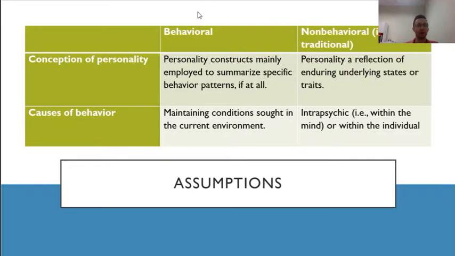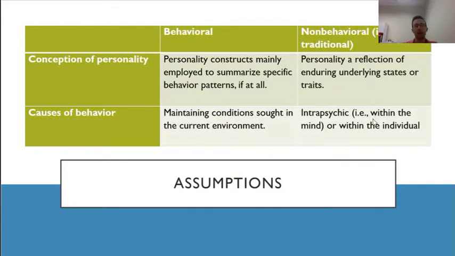Okay, we're going to start on the behavioral side. And we're looking at how the behavioral approach views personality and causes of behavior. It's important to contrast the behavioral with the non-behavioral approaches to academic assessment on these two dimensions. So this one, the conception of personality. Non-behavioral approaches consider personality a reflection of enduring underlying states or traits. In other words, personality or how someone tends to act is a result of some type of underlying trait or state within the individual. Okay. Now you can contrast that with behavioral, where personality constructs are mainly employed to summarize specific behavior patterns, if at all. In general, we really don't use personality constructs.